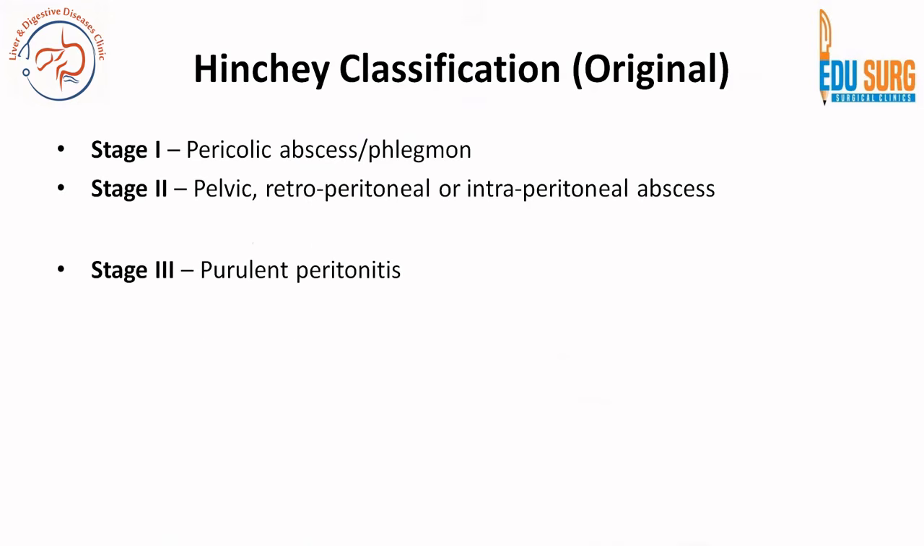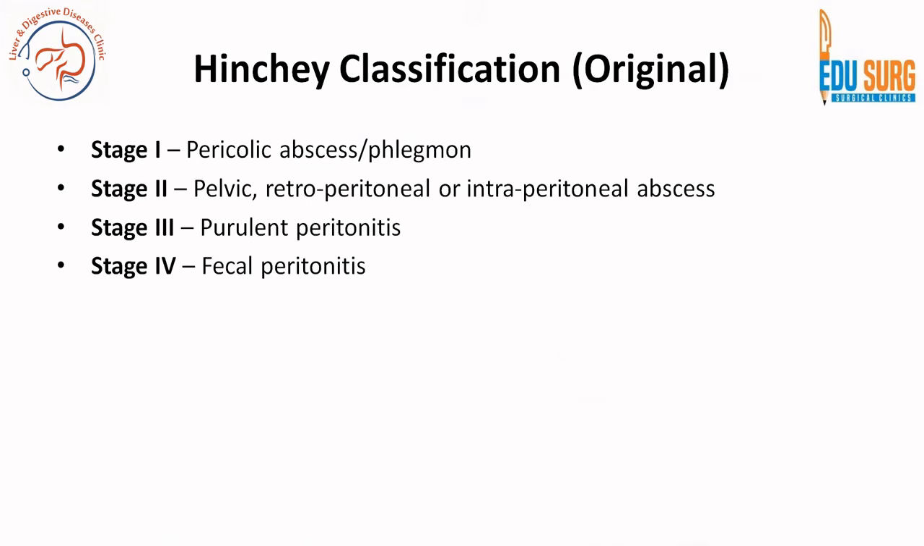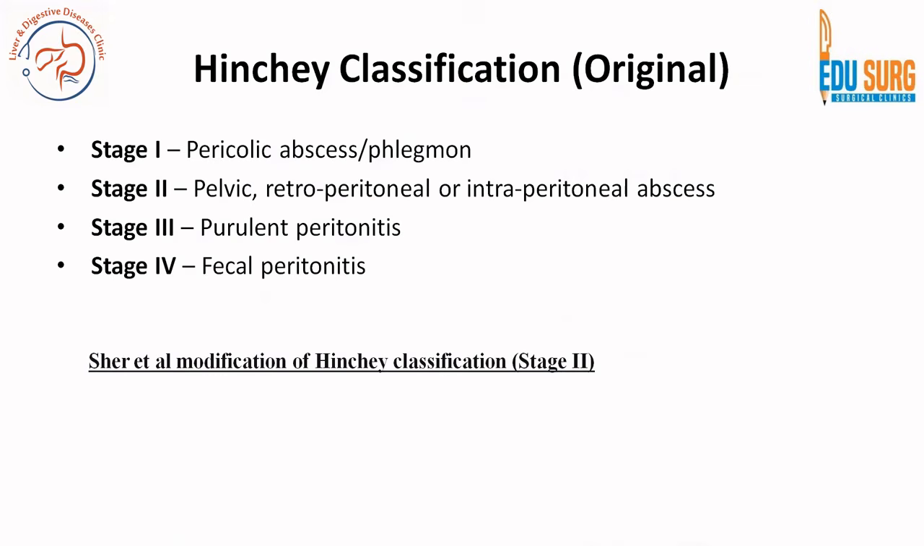Now going to the Hinchey's classification, there have been some modifications in the Hinchey's classification. So as far as the original Hinchey classification goes, there are only four parts in it. One is pericolic abscess or phlegmon. 2 is pelvic, retroperitoneal or intraperitoneal abscess, 3 is purulent peritonitis, and 4 is fecal peritonitis.